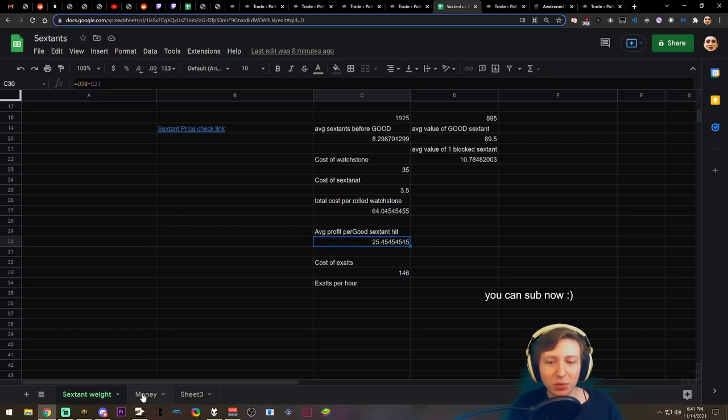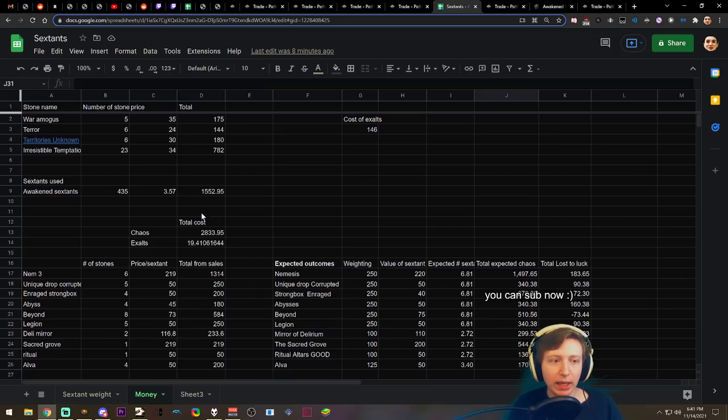Anyway, let's get into an actual real world example. I bought 5 War Among Us, 6 Terror, 6 Territories Unknown, and I bulk bought 23 Irresistible Temptations off of one person, which was very nice. It saved a couple trades, and that's what I recommend doing. Click the trade links and look for people who have multiple listings. See if you can buy a couple at the same time. Otherwise, just spam out some trade links.